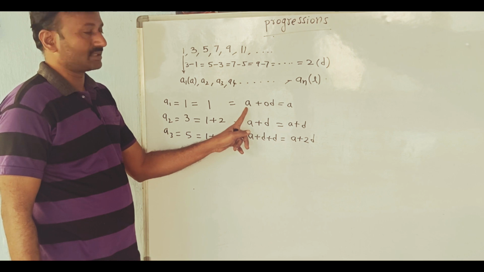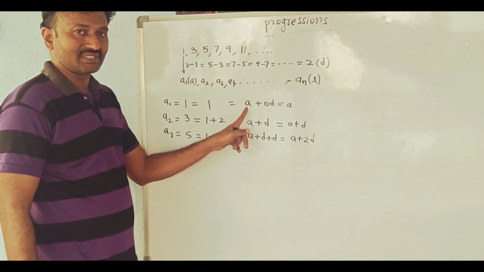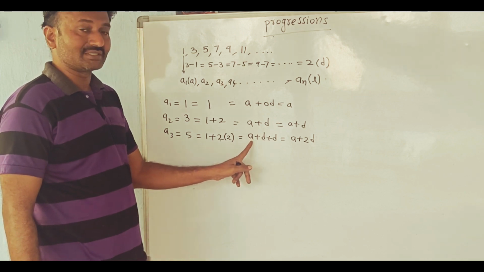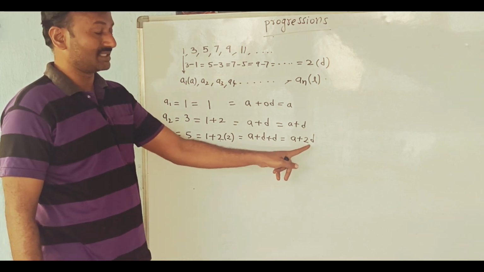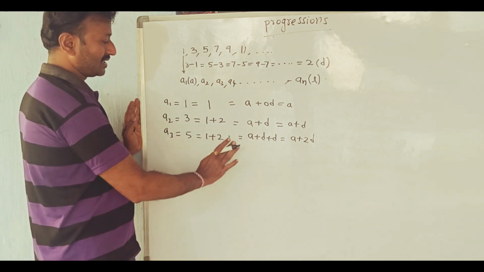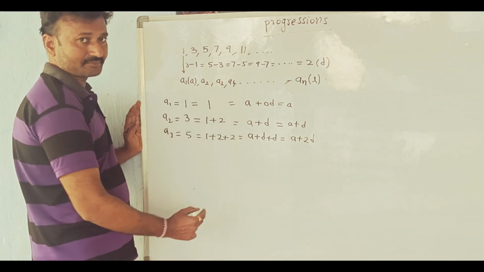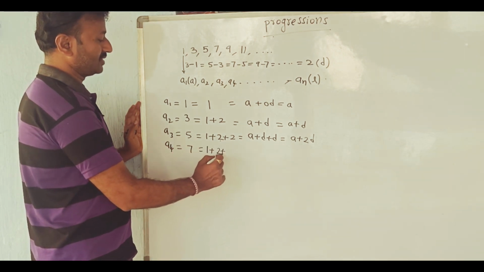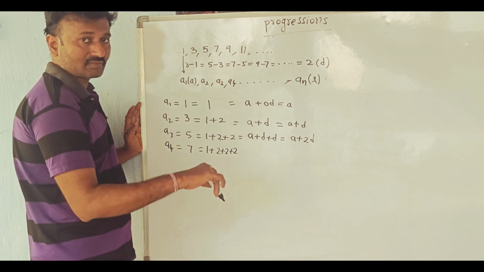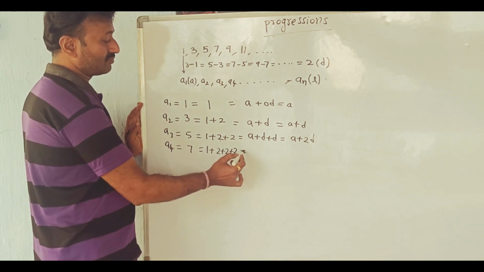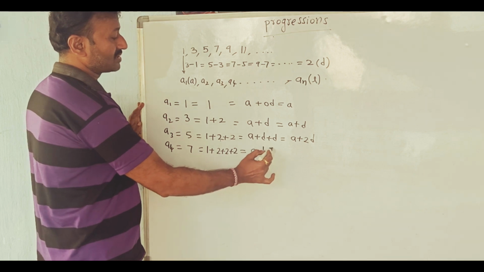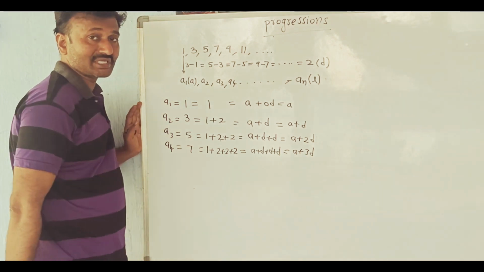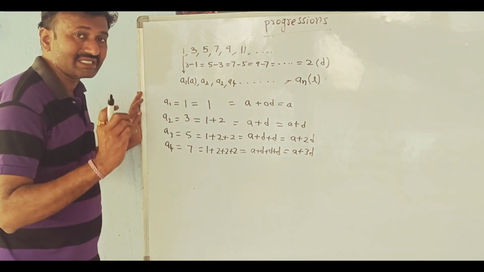For the first number, there is no addition. The first term is itself. For the second term, a fixed number is added. Clear? For the third term, how many times is the fixed number added? 2 times added. That's why A plus 2D. To understand clearly, we can write it like this. Clear? Fourth term, how do we get it? For the first term, one more fixed number is added. Same fixed number, one more time. A plus D plus D, one more D added. How many Ds? Fixed number added 3 times. Clear? So by this, we will generalize.